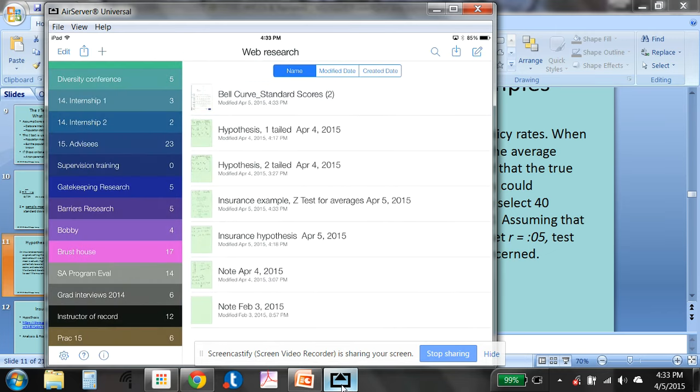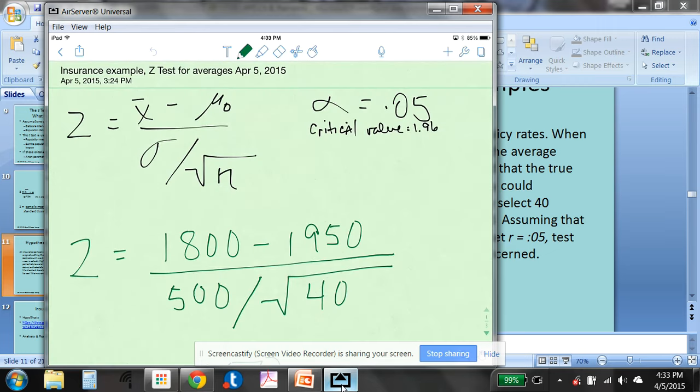Let me flip back over here. 1.96, because remember here we set alpha to 0.05. In other words, we want 95% surety that we're not getting this result just by chance. And an alpha of 0.05 corresponds to a critical value of 1.96. We can look that up in the table if we want to do that.